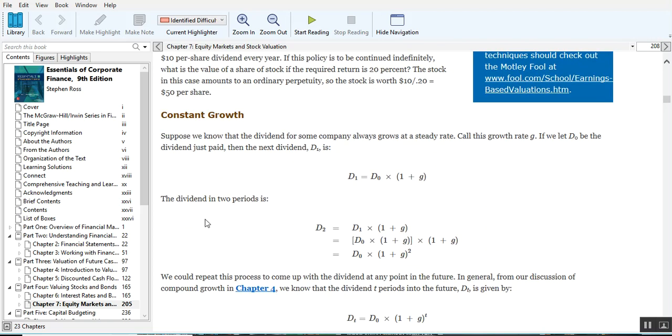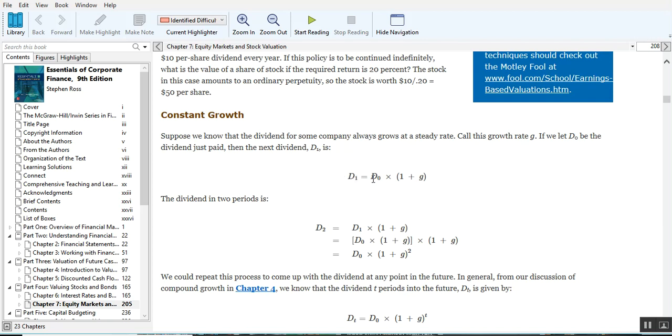Now, there are times where there's a constant growth rate in the dividend. From year to year to year, it may be increased by 5% or 10% or whatever. So whatever that growth rate is, it's constant, and you can actually plug that number in as a constant. That's what they're doing here.